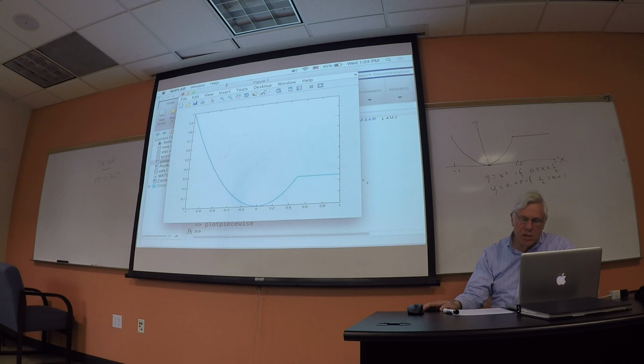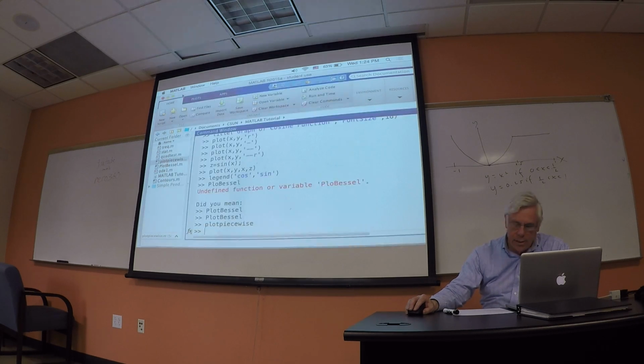And there's no problem if there was a discontinuity at a half. Maybe when x is greater than half, you want it to be 1. It doesn't make a difference. Okay, so we did that.